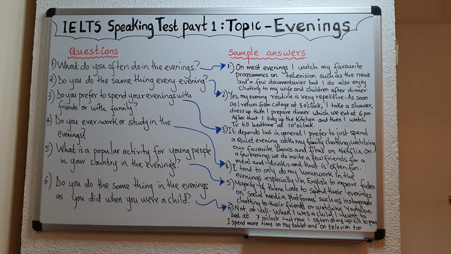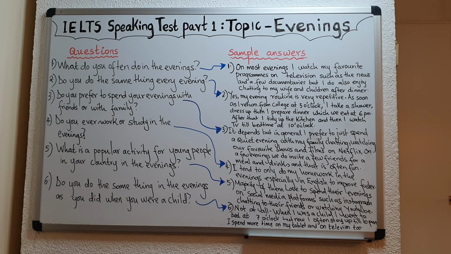Let's move on to question 5. What is a popular activity for young people in your country in the evenings? Now be very careful, because question 1, 2, 3 and 4, you need to talk about your personal opinion. This is about you. But question 5 is not about you. It is asking you about what young people in your country in the evenings do. So in this question, do not express your personal opinion. Okay? Now, question 5. What is a popular activity for young people in your country in the evenings?